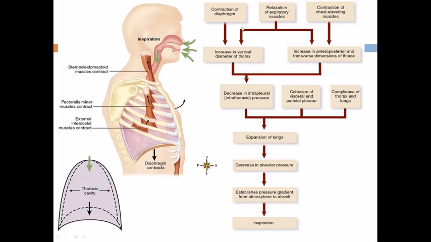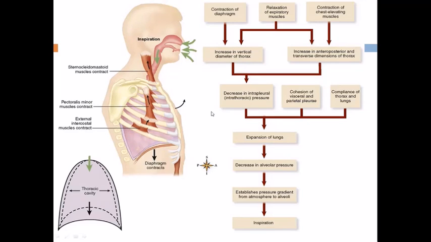First, you have the contraction of the diaphragm, relaxation of the muscles responsible for expiration, and contraction of chest elevating muscles. This results in what? This results in the chest wall being expanded outward. As we see, muscles are pulling from here and from here, and this increases the vertical diameter of the thorax and the anterior, posterior, and transverse dimensions of the thorax.